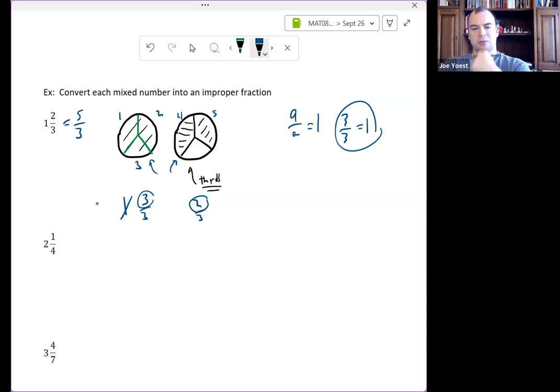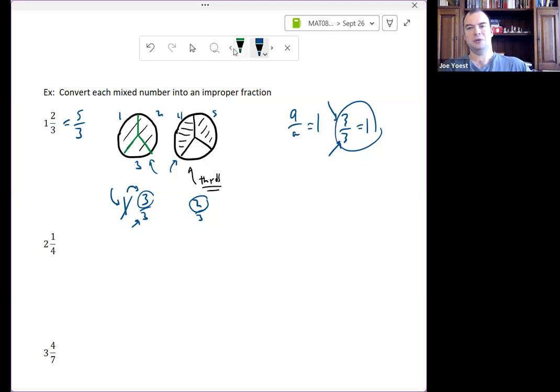So where did this come from? What was really the process? I take my whole number and I multiply it by what I want the denominator to be. Why is that? Well, I decide what I want the denominator to be. I need that same factor in the numerator so that I get A over A equals 1, for instance.